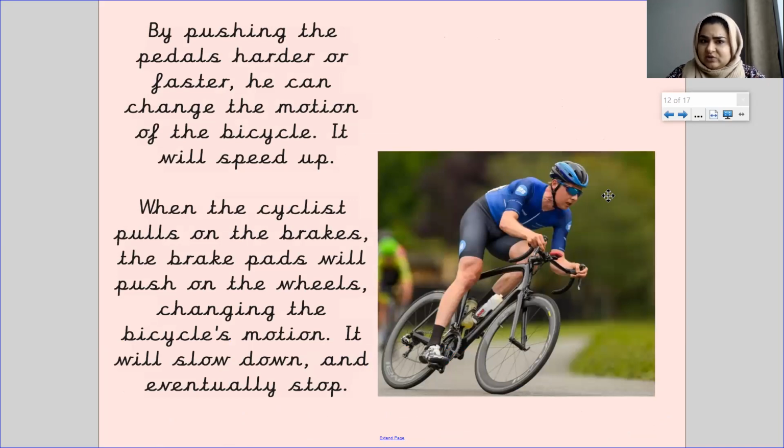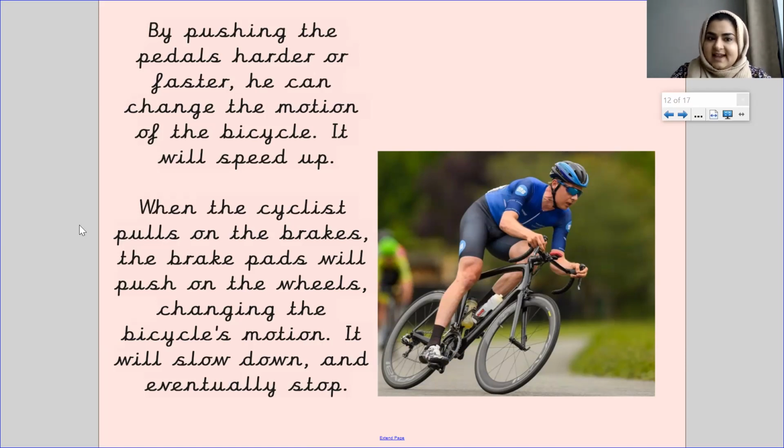By pushing the pedals harder or faster, he can change the motion of the bicycle. It will speed up. If you've got a bike, just think about when you're riding a bike. Every time you push on your pedal and you push harder, it goes faster and faster. But when you pull the brakes on your bike, the brake pads push on the wheels, so you've got a pull and a push. It pushes on the wheel and it makes the bike stop.